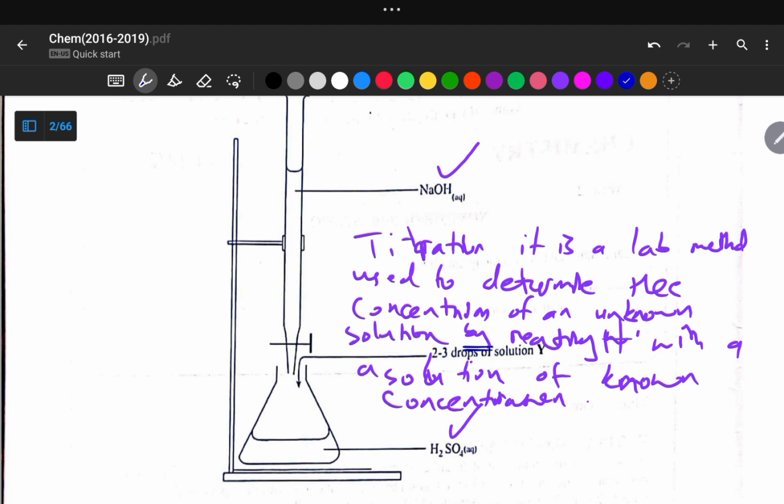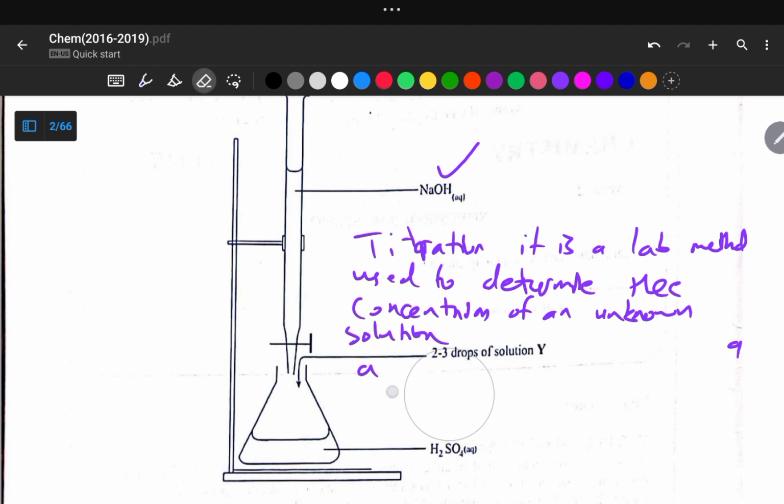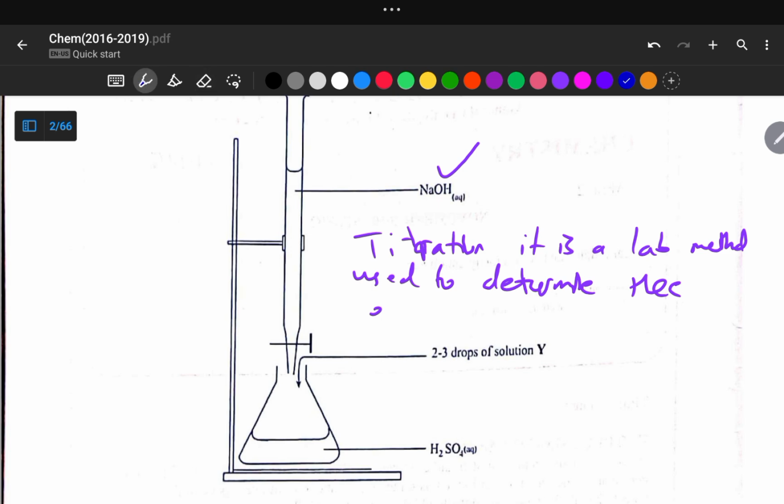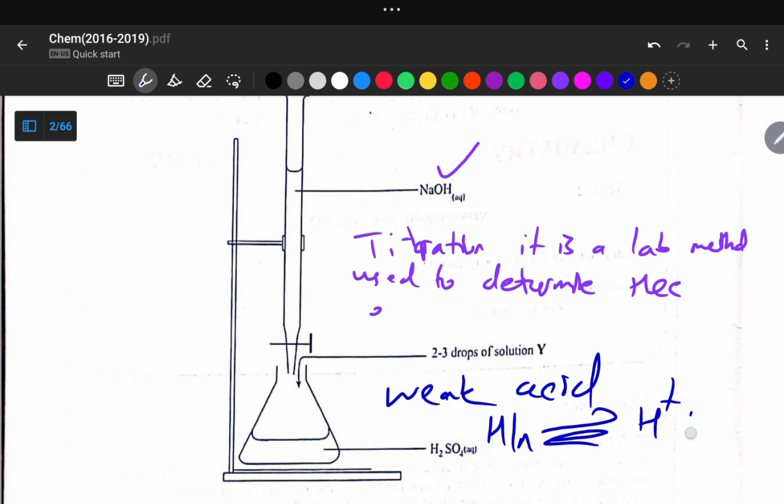Let me elaborate on this definition, because I want to explain the use of an indicator. An indicator is defined as a weak acid whose conjugate base is of a different color. It is defined by this equation: this is the weak acid indicator and this is the conjugate base. The color of the weak acid is different to the color of the conjugate base.